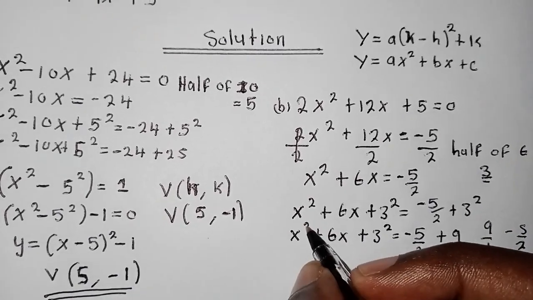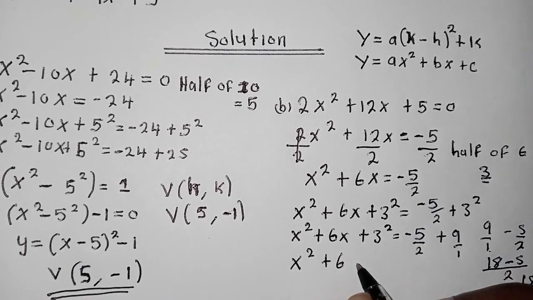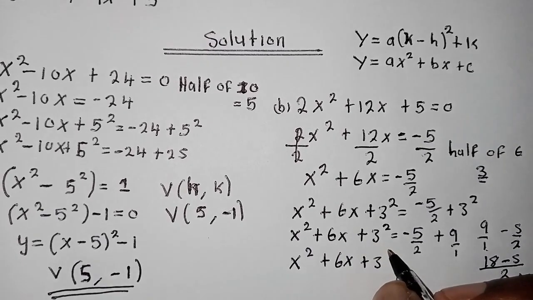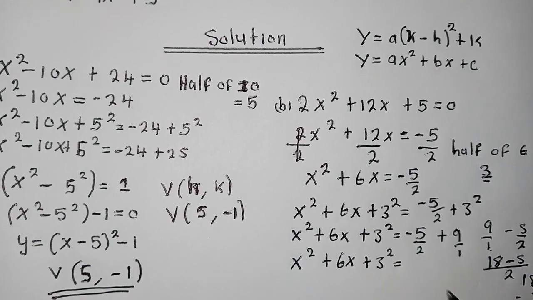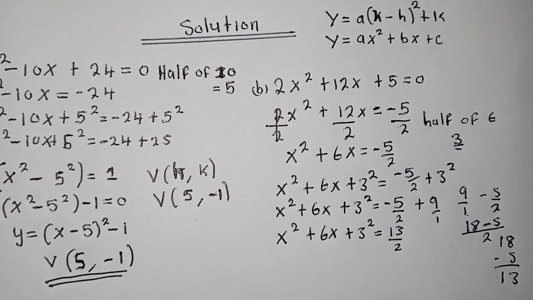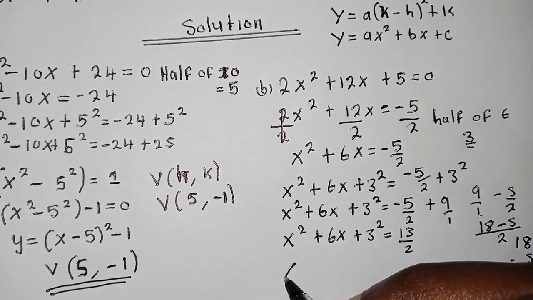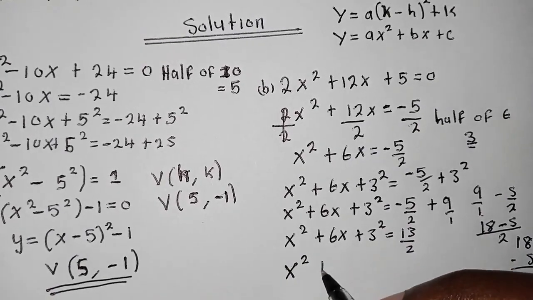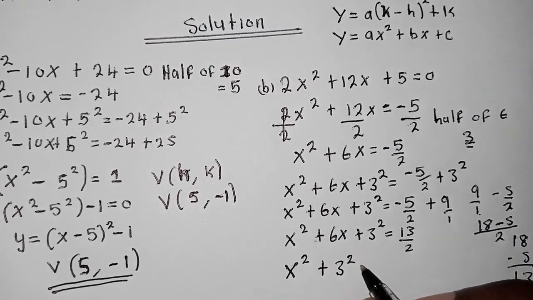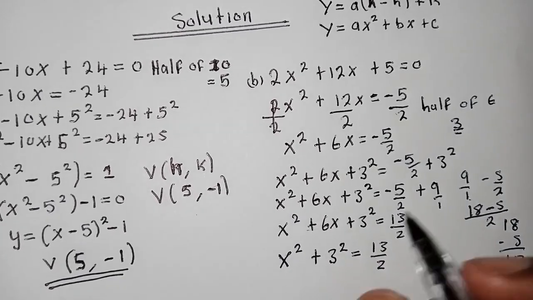Okay, so this is just the same as x plus 3 to the power 2. This is going to be equal to 13 over 2. Then from here we can complete the square. So this is just the same as x, we take the sign of the parent, which is positive, and 3 to the power 2, then equal to 13 over 2. Then from here, of course, we know what to do.